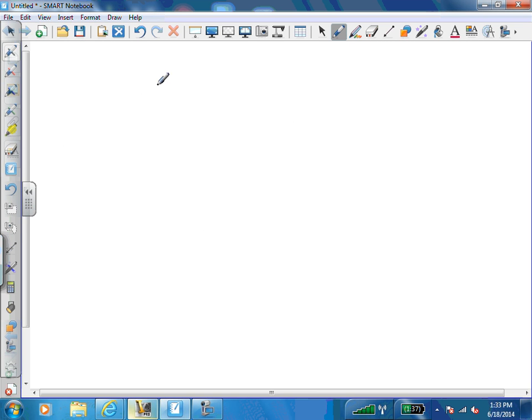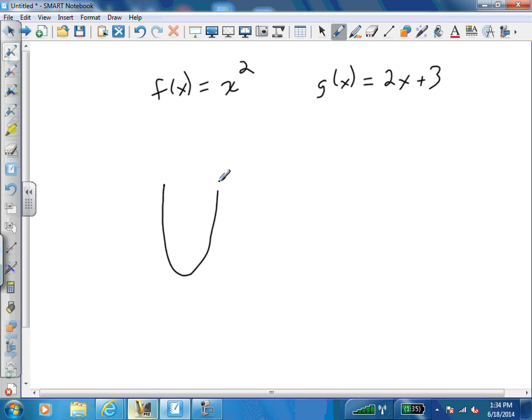If we add functions, let's say x squared and 2x plus 3, if we want to find out where those functions intersect, y equals x squared, that's a parabola. y equals 2x plus 3, that's a straight line.